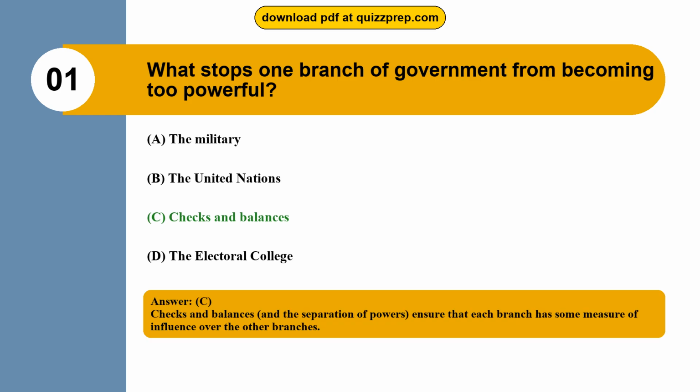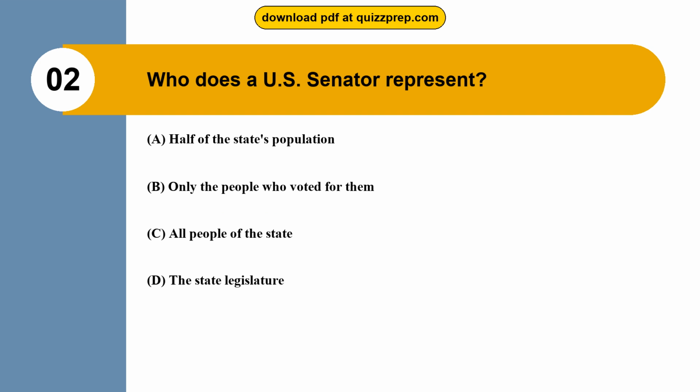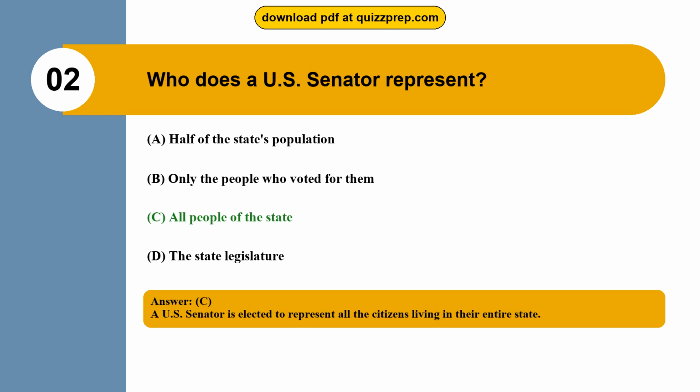Checks and balances, and the separation of powers, ensure that each branch has some measure of influence over the other branches. Question 2. Who does a U.S. Senator represent? Option A, half of the state's population. Option B, only the people who voted for them. Option C, all people of the state. Option D, the state legislature. The correct answer is option C, all people of the state. A U.S. Senator is elected to represent all the citizens living in their entire state.